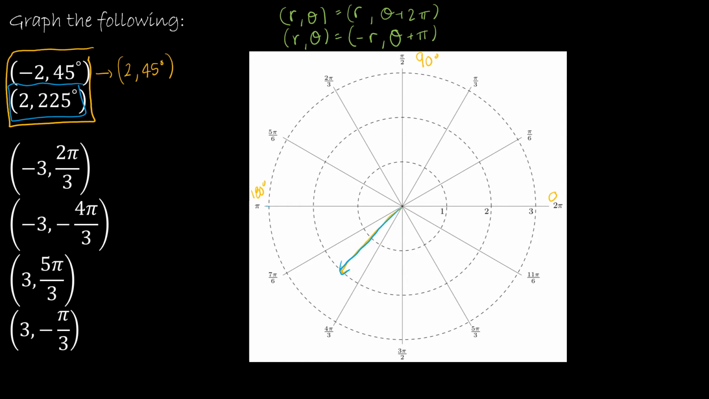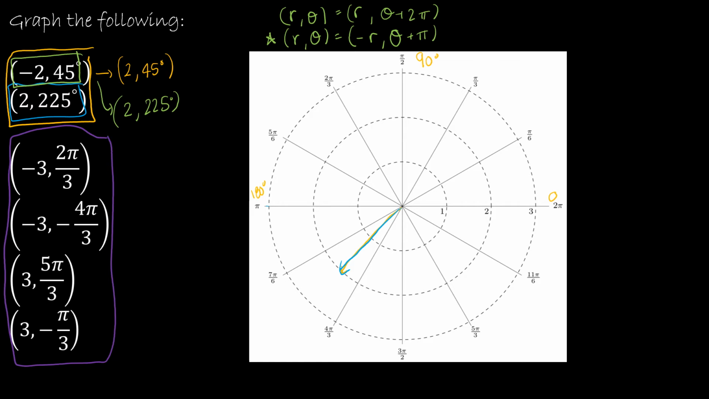So for instance, (-2, 45°) is equivalent, using this second expression, to (2, 45° + π), or π is obviously equal to 180°, so (2, 225°). So that's where that second value came from. Let's take a look now at my second example, and notice they're all four very similar. So I bet you can see where I'm going to go with this. We're back to radians now.